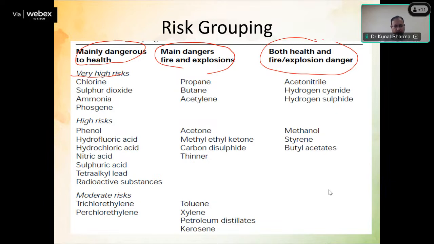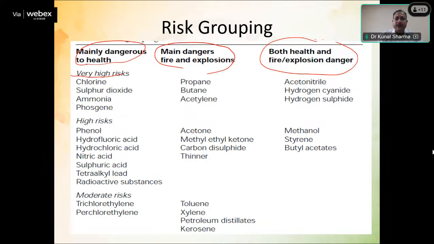Sorry for the interruption. Actually, I think the slide was not moving in the YouTube part, but on WebEx it was showing to me that it is moving. That's what it was. Okay, so we were talking about the risk grouping. We can easily group the chemicals into three more important parts. First was mainly dangerous to health.